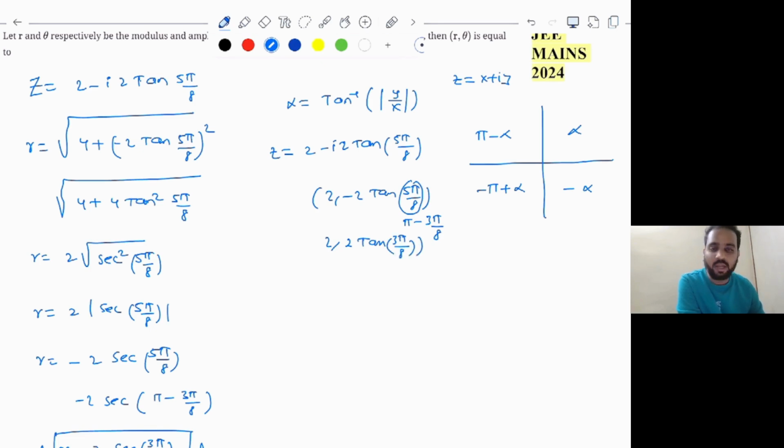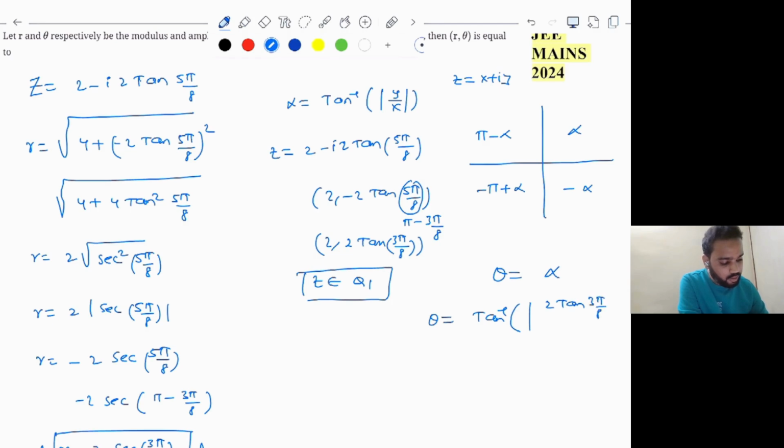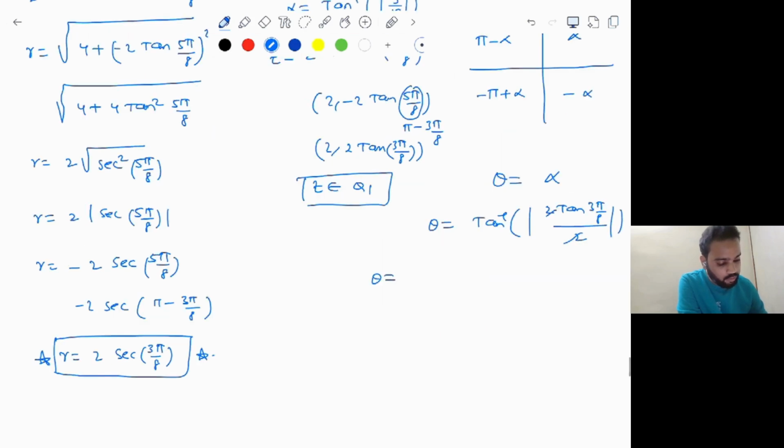But the advantage is what? 3 pi by 8 is a first quadrant angle, which means Z belongs to quadrant 1 here. So in quadrant 1, you can look at this diagram that I have drawn. In quadrant 1, when you have the complex number Z, your argument theta is directly equal to alpha. But we know how to calculate alpha. Just now I have mentioned the formula also, which is tan inverse of modulus of y by x. The y value is 2 into tan of 3 pi by 8, divided by the x value, 2. You can cancel out the 2 here and the remaining part is going to be theta equals tan inverse of modulus of tan 3 pi by 8.